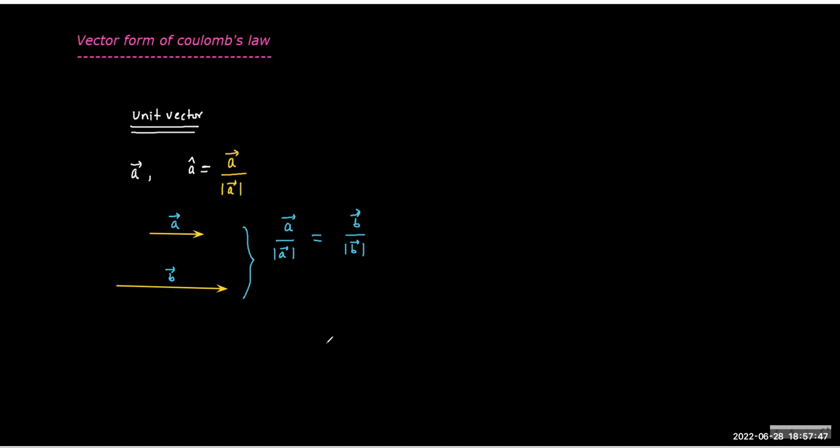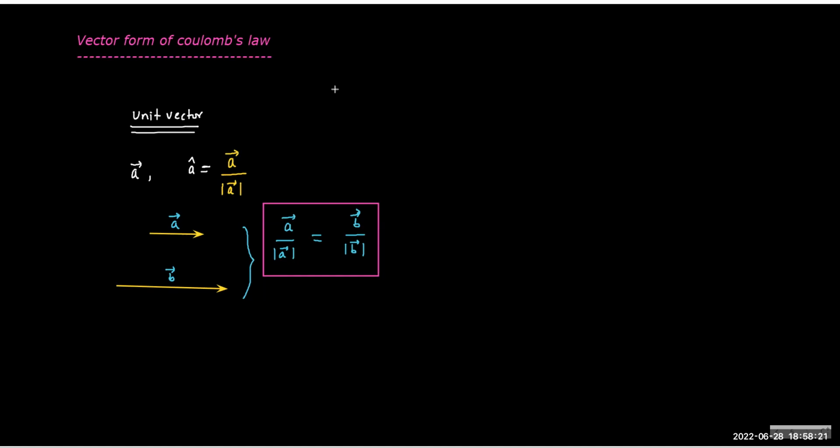Understood? So A upon mod A is equal to B upon mod B. Why? Because they have the same direction. So the rule is that two like parallel vectors will have the same unit vector. You can simply say their unit vectors will be equal. So that's a simple rule that you should be aware of.